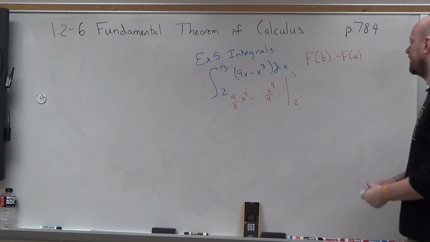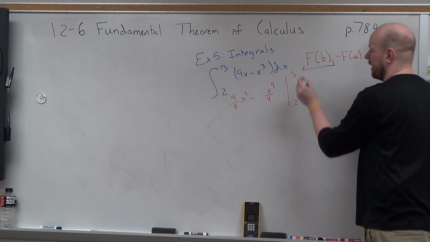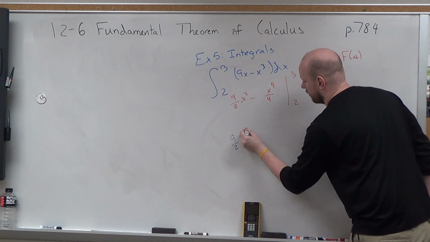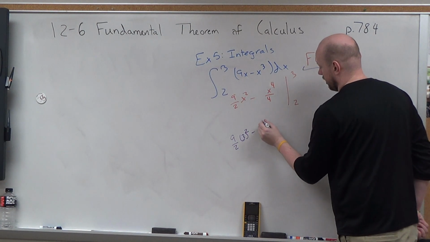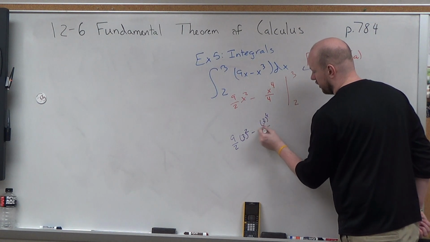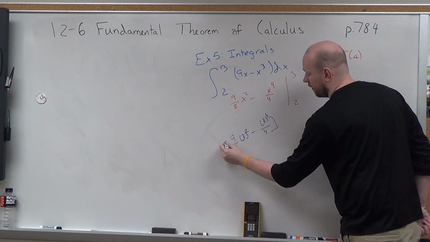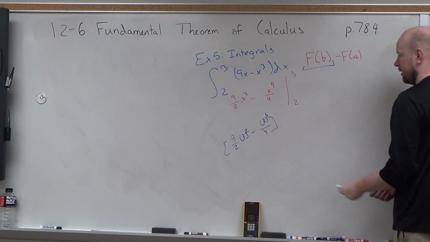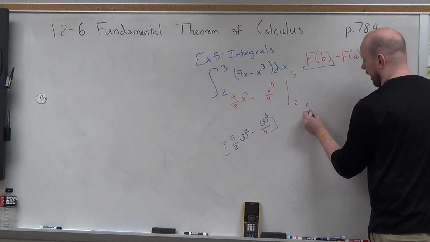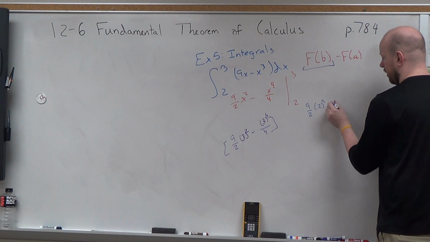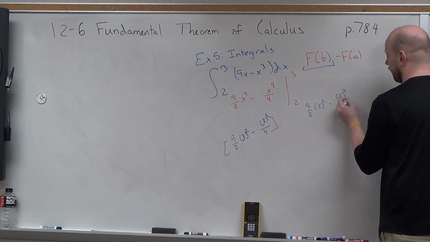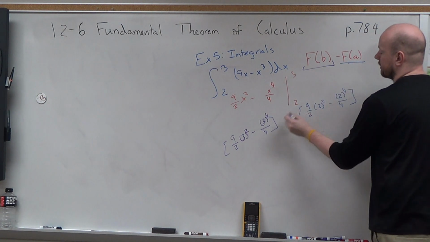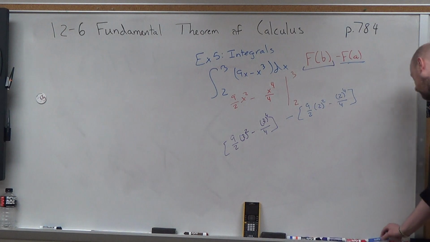So let's keep them separate. My f of b, I need to do 9 halves of 3 squared minus 3 to the power of 4 divided by 4. That's my b side. And I also need to do 9 halves of 2 squared minus 2 to the power of 4 over 4. That's my a side, and then I need to subtract them at the end.